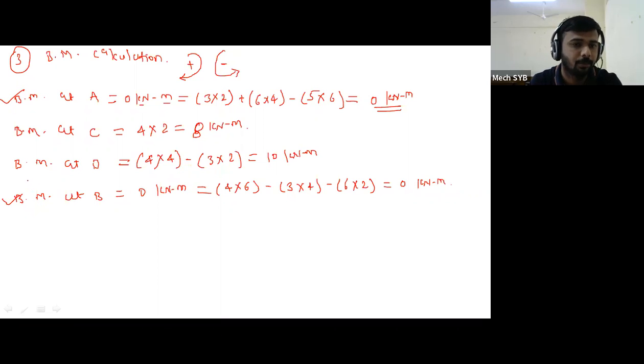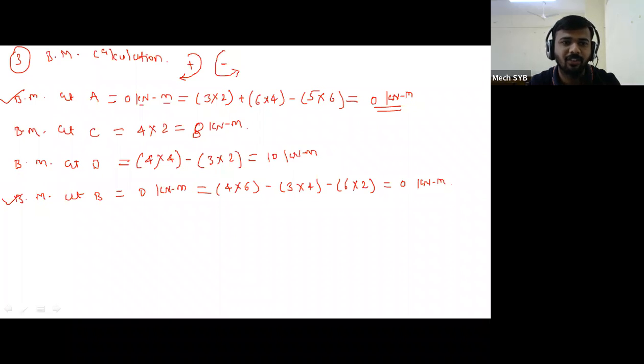Means we can make our conclusion that at the end points of the beam, it may be simply supported or it may be the cantilever or it may be the overhanging beam, at the end points the bending moment is always equal to 0. So need not require to do the calculation at point A. It will save your calculation time. So directly we can write bending moment at A 0 kilonewton meter, bending moment at point B 0 kilonewton meter. Okay, so these are the 4 calculations in front of you.